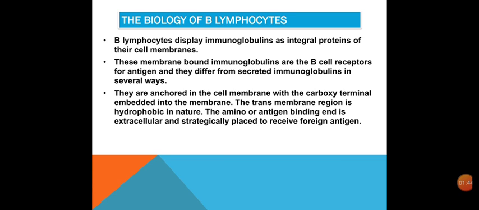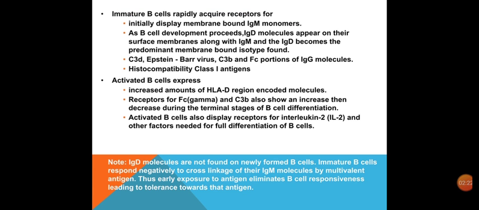Biology of B lymphocytes. B lymphocytes display immunoglobulins as integral proteins of their cell membranes. These membrane-bound immunoglobulins are the B cell receptors for antigen, and they differ from secreted immunoglobulins in several ways. They are anchored in the cell membrane with the carboxy terminal embedded into the membrane. The transmembrane region is hydrophobic in nature. The amino or antigen binding end is extracellular and strategically placed to receive foreign antigen.